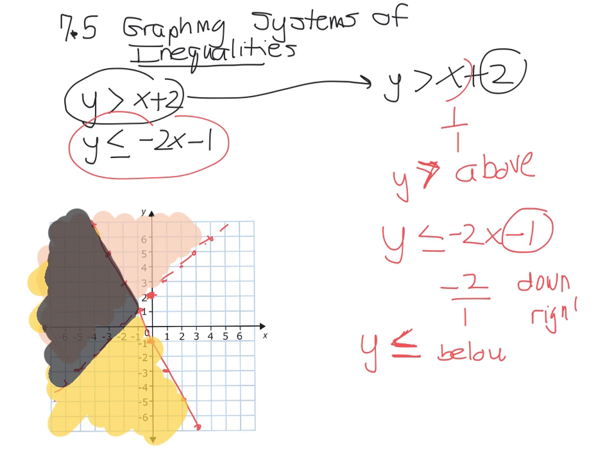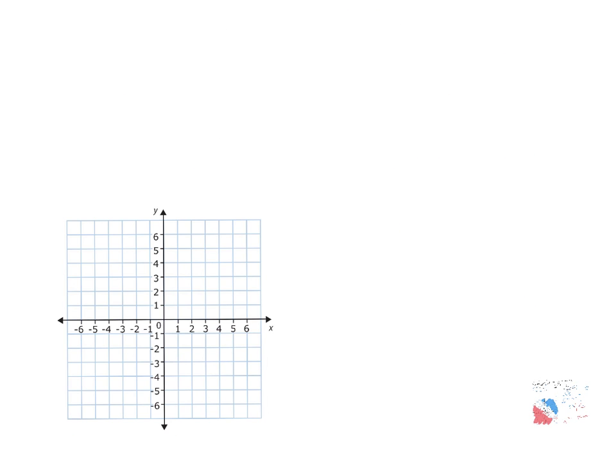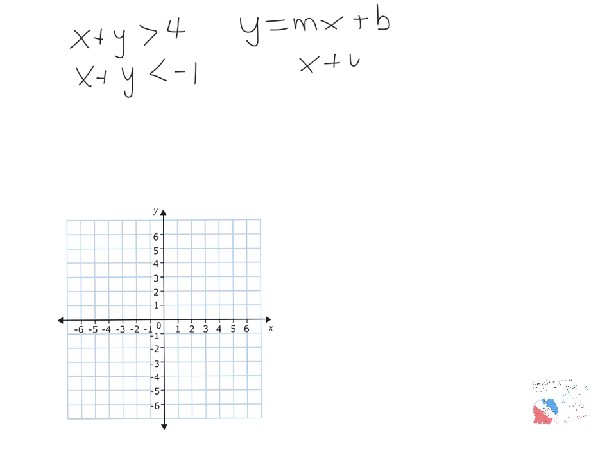Okay, in this next one, we're going to graph x plus y is greater than 4, and x plus y is less than negative 1. So now we have to remember that whenever we're graphing, we have to have the equation in the form of y equals mx plus b. So I've got to take this x plus y is greater than 4 and get y alone. Subtracting x from both sides, I end up with y is greater than negative x plus 4.